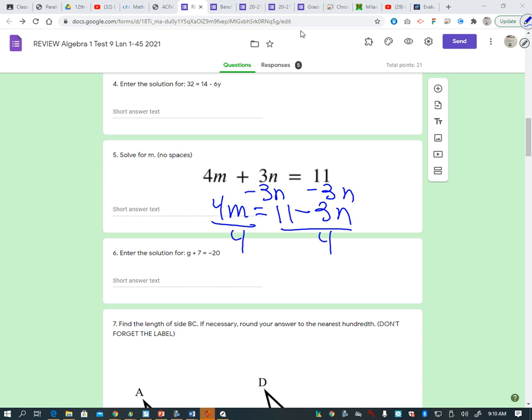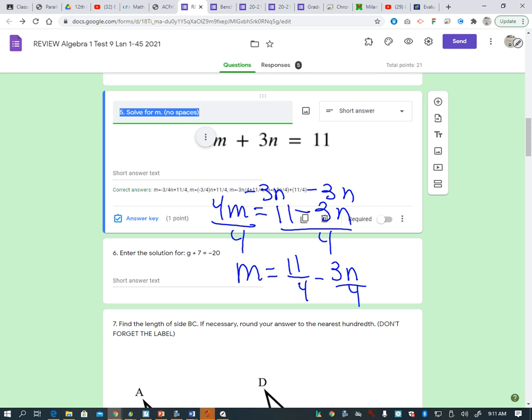Okay? So m equals, you can write it like this. You could write it as 11 over 4 minus 3n over 4. There's a lot of different ways to write that. Okay? But some of those ways are down here. I wrote m equals 11 minus 3n, and I divided.